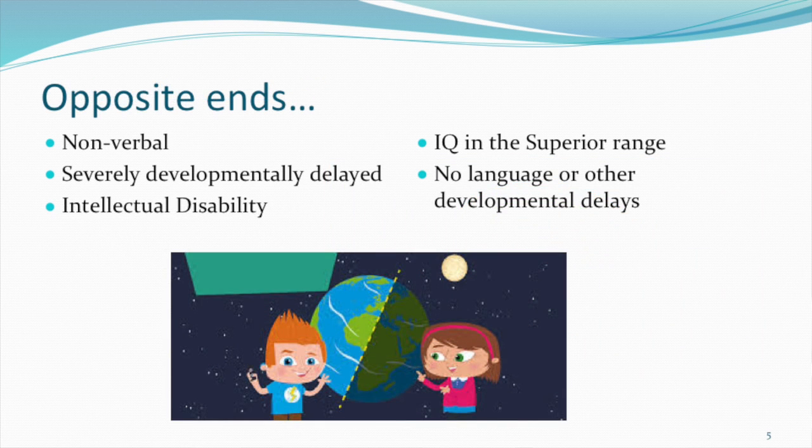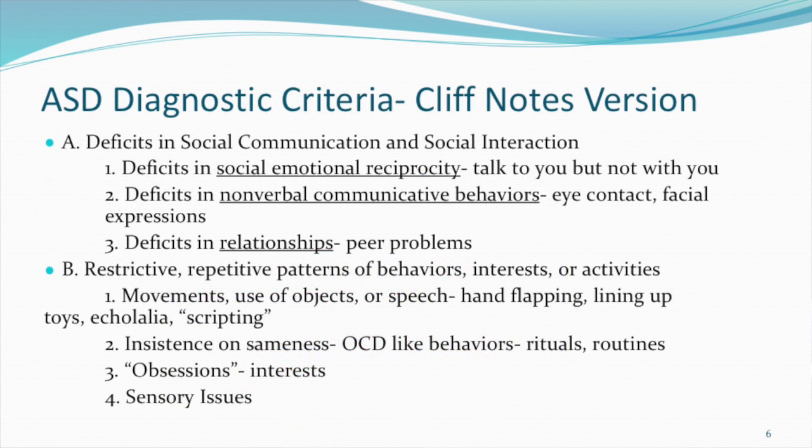Many individuals are on opposite ends of this spectrum. On one end, you may have individuals who are nonverbal, severely developmentally delayed, and even intellectually disabled. And on the opposite end of the spectrum, individuals who have IQs in the superior range, no language or other developmental delays at all. In mental health, we use the DSM-5 to define mental conditions.